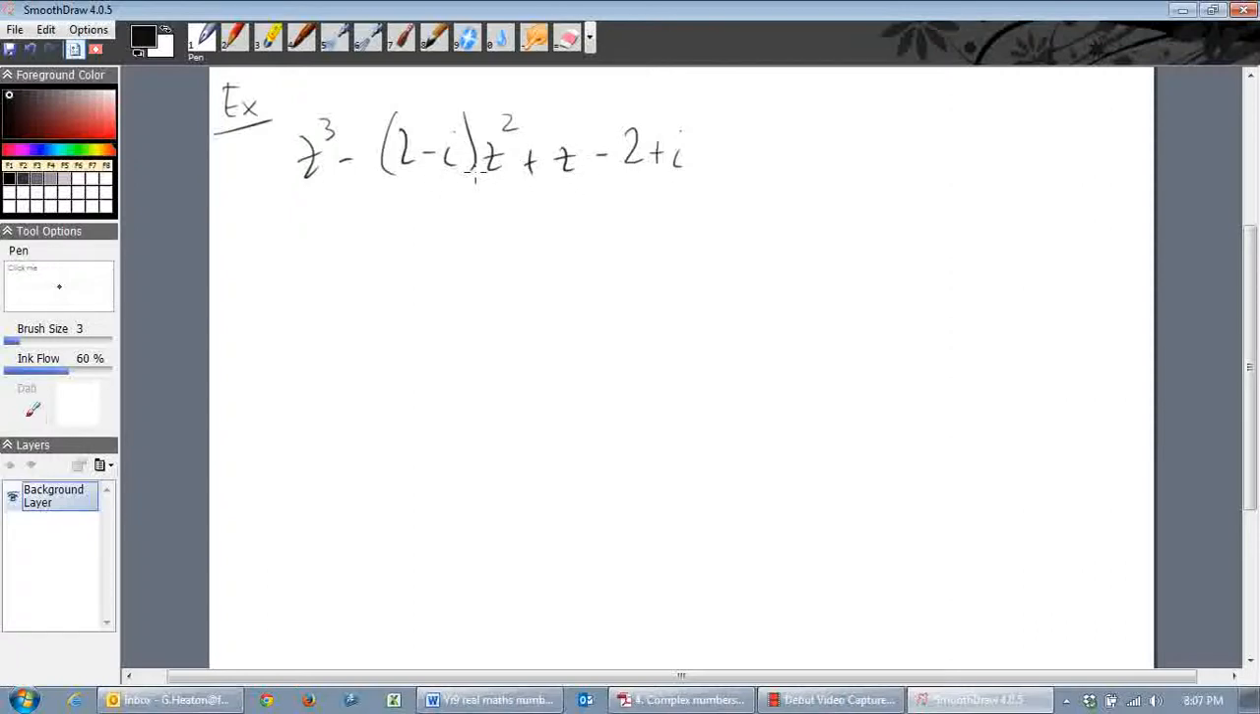Now, we do not have real coefficients. Look at that guy there. That is not a real coefficient. Okay, we have not got real coefficients. We've also got that there, which is not real. So the conjugate theorem does not apply here. Okay, conjugate theorem, no. That will not necessarily happen. So let's have a look at it.